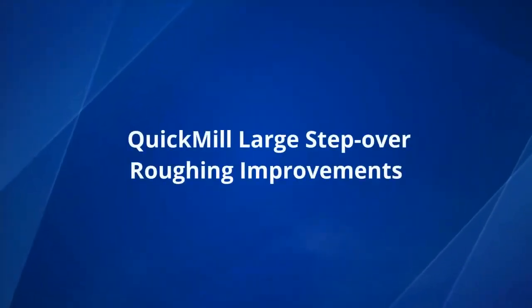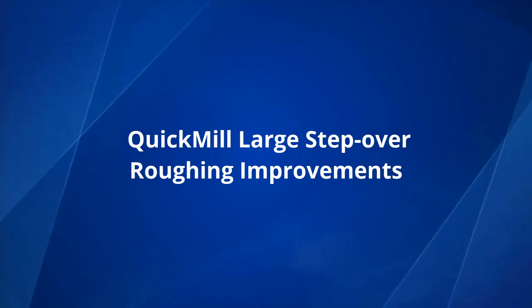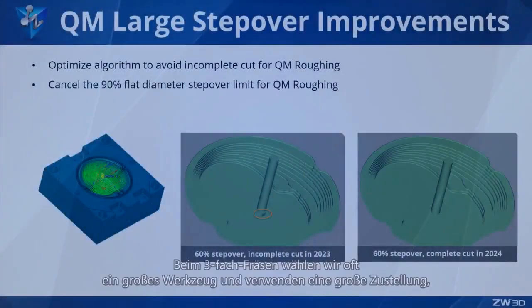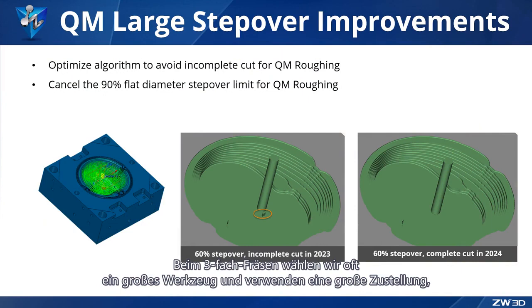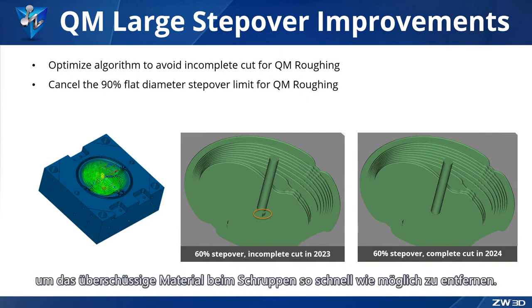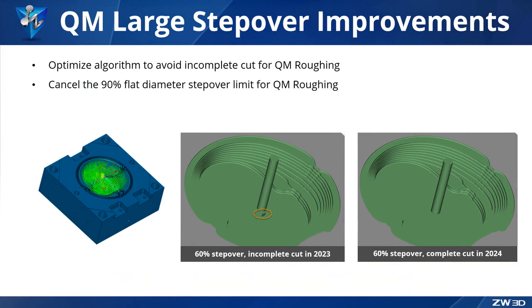Quick mill large step over roughing improvements. In 3x milling, we often choose a big tool and use a big step over to remove the excess material as soon as possible for roughing.